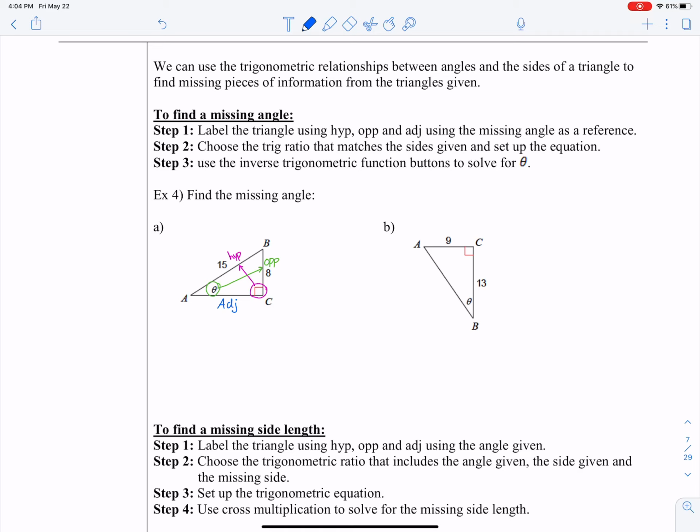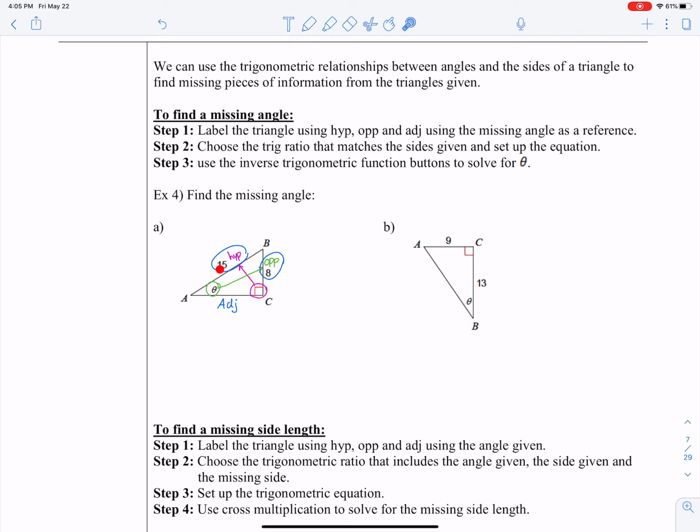Next, we need to choose the trig ratio that matches the sides given and the setup for the equation. Okay, so what does that mean? In this case, we're going to circle our labels that have pieces of information next to them. So here, our hypotenuse has a 15 next to it, so we're going to circle that. And our opposite has an 8 next to it. We're going to circle that.